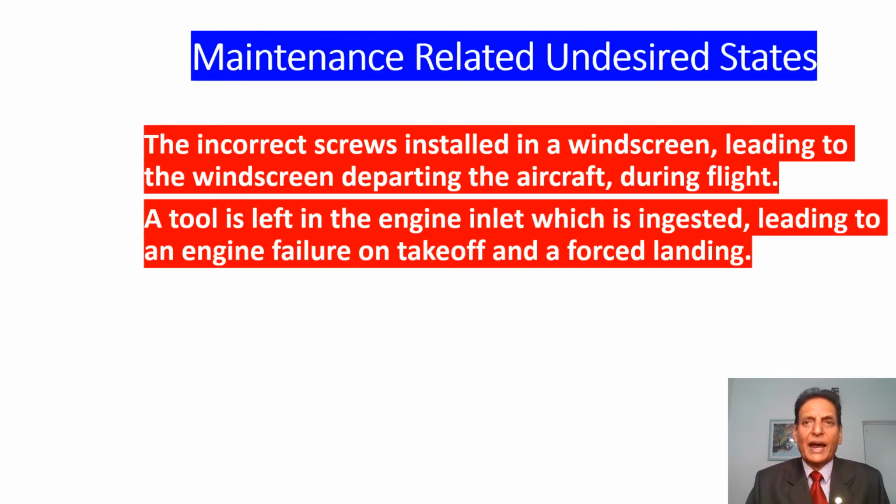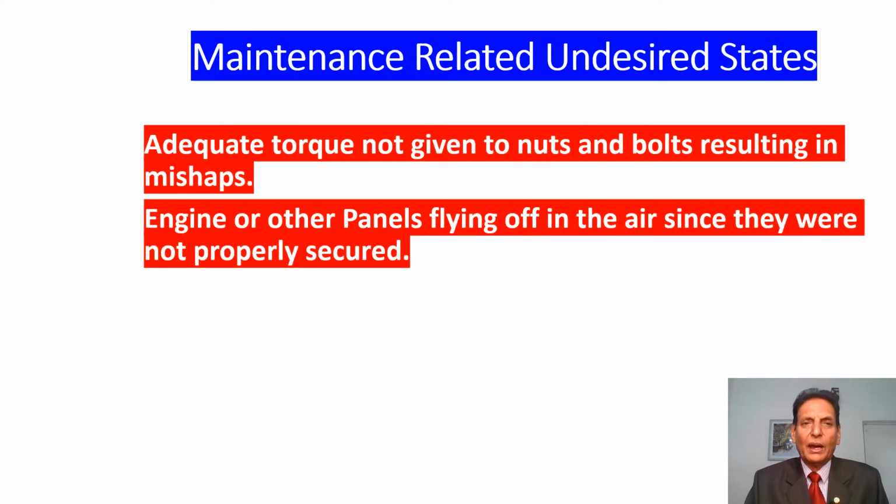Maintenance related undesired states: incorrect screws installed in a windscreen, leading to the windscreen departing the aircraft during flight. A tool is left in the engine inlet, which is ingested, leading to an engine failure on takeoff and a forced landing. Adequate torque not given to nuts and bolts, resulting in mishaps. Engine or other panels flying off in the air since they were not properly secured.